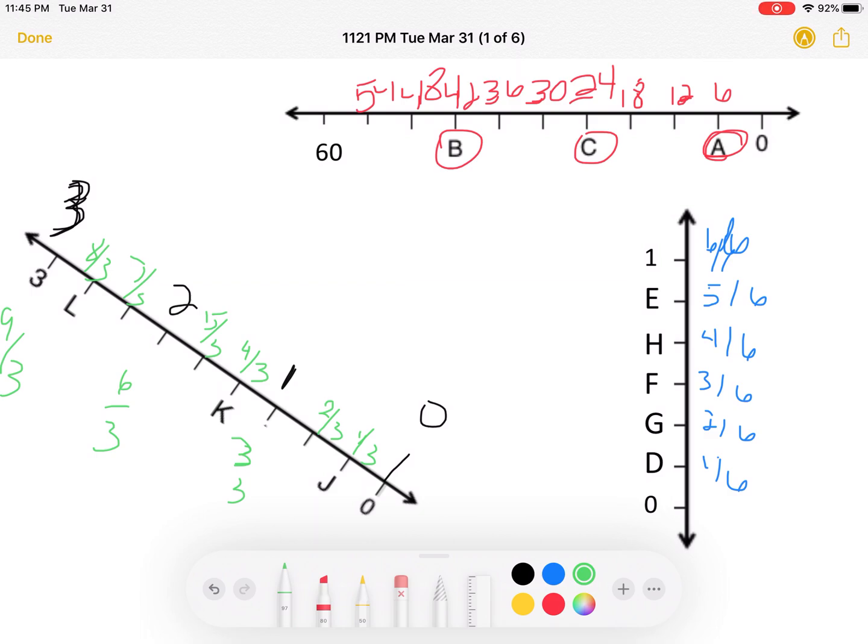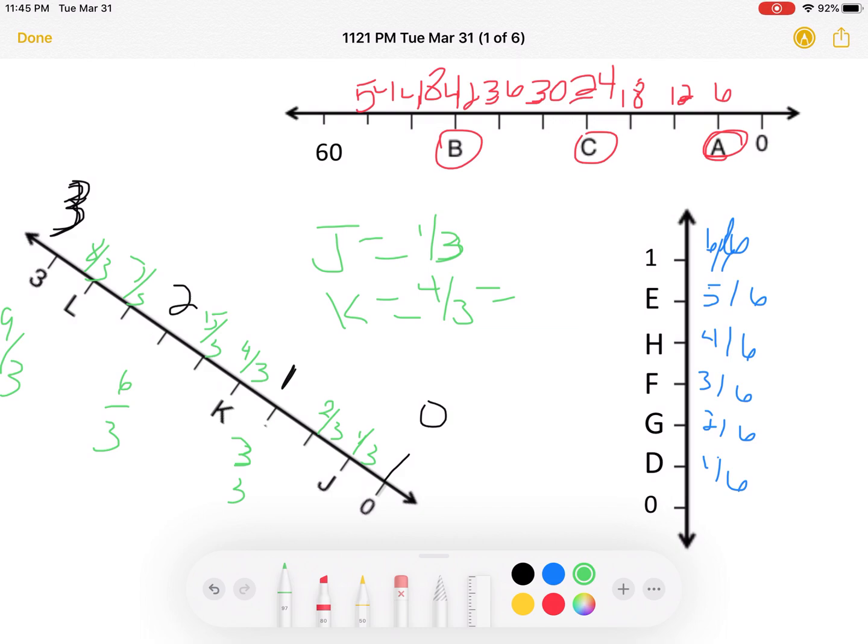Okay? So let's go ahead and record our values for our letters. J. What is the value of J on this particular number line? Okay, I hope you got 1/3. Now we need to identify the value of K. 4/3, but we all know 4/3 is an improper fraction. I want you to go ahead and change it to a mixed number.